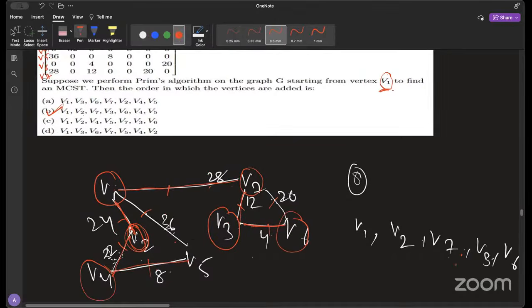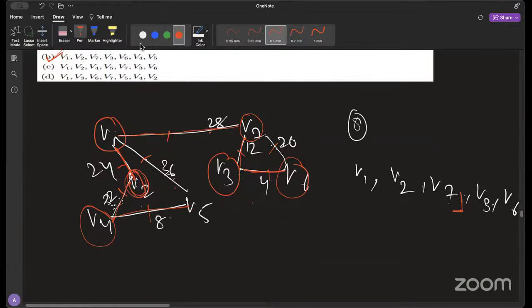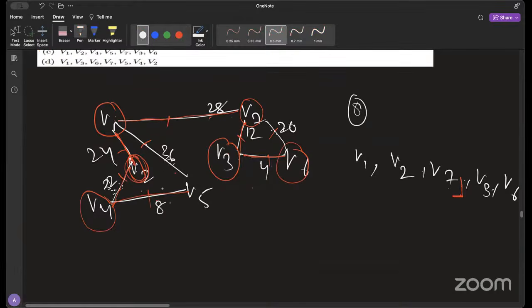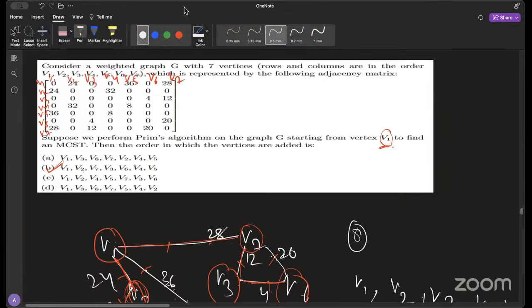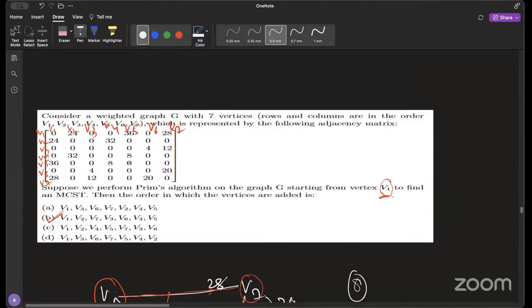And you could find this out only by doing till here, because only this option matches this order. Is this fine? Can we move to the next question? Yes, ma'am. Okay.